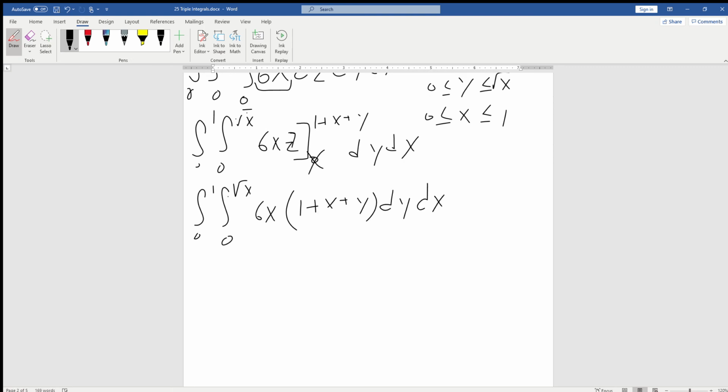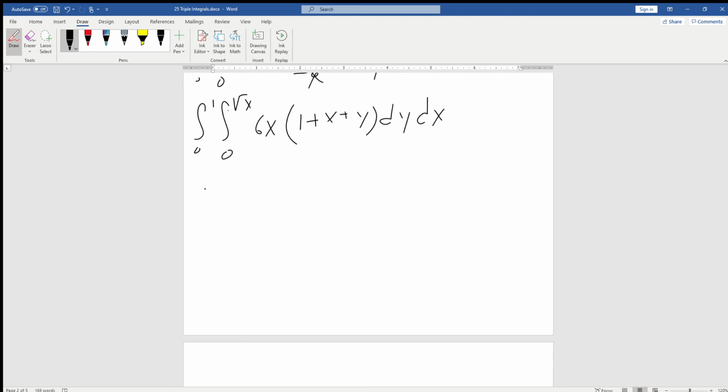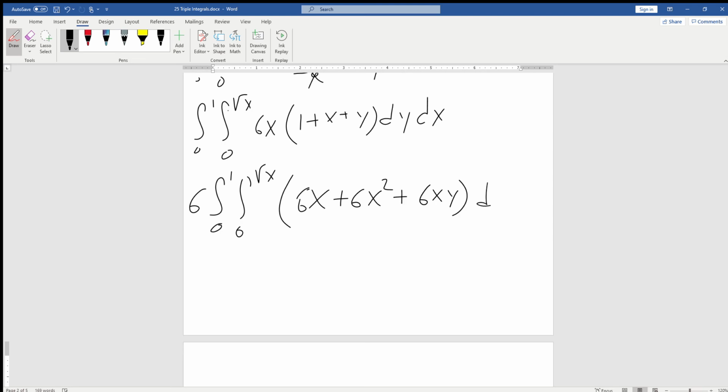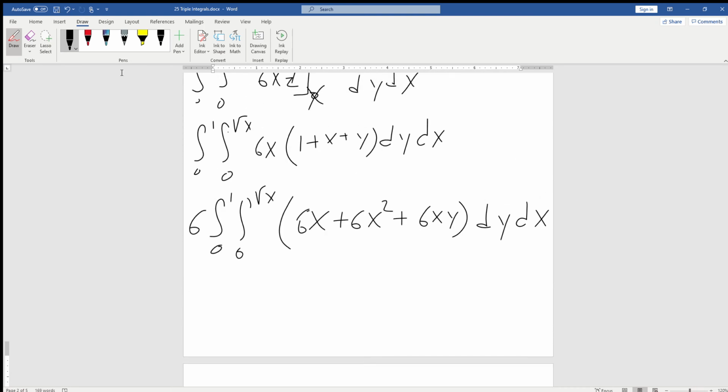And now we just have a double integral. We can distribute the 6x, or we can factor the 6x out if we want to. And that's going to become 6x plus 6x squared plus 6xy dy dx. We're going to go ahead now and integrate with respect to y. Oh, excuse me, all those 6's are non-existent because the 6 was factored on the outside. So that 6 is gone, this 6 is gone, and this 6 is gone. So sorry about that.